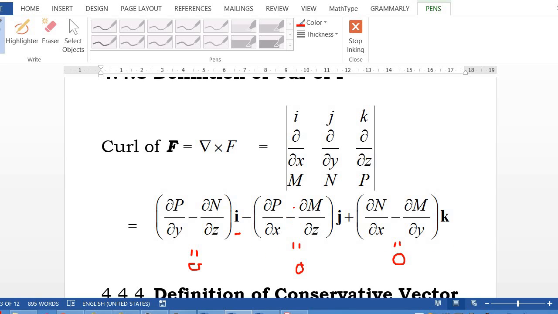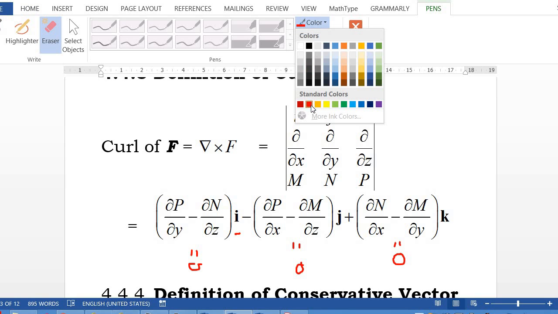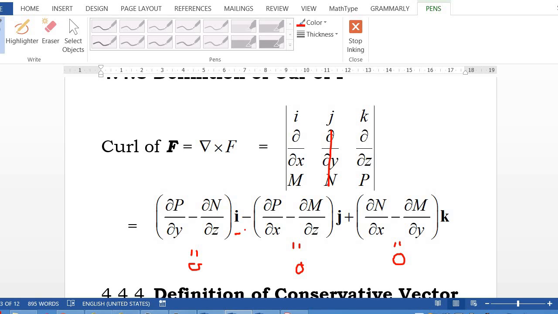So for components i, j, k: to get your component i, you cover the i component, then you take the determinant of a 2x2 matrix. You have j cross k, you get positive i. So for component i, it's ∂/∂y P minus ∂/∂z N. And then for component j, if you cover j, you have i cross k, which is actually negative j, so negative j. Then it's actually ∂/∂x P minus ∂/∂z M. And then for component k, you cover the component k, you have i cross j, you get positive k, which is ∂/∂x N minus ∂/∂y M.